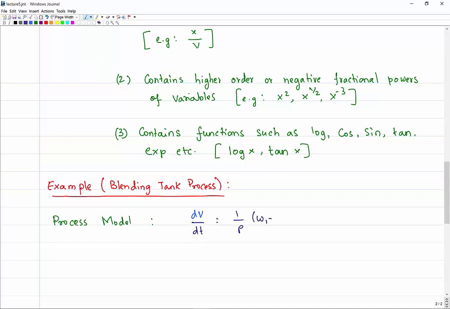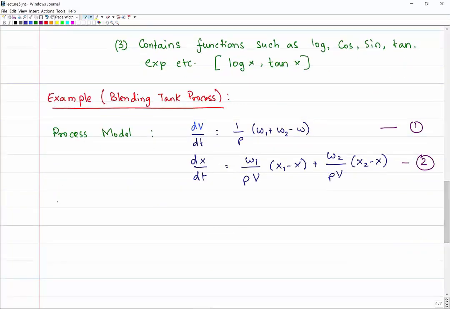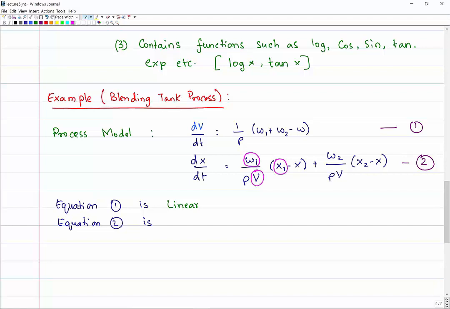Let's go back to the blending tank process. The process model is defined by two differential equations. We have derived these in the previous lecture. Now, equation 1 is linear because we have assumed that the density is a constant and therefore there are no fractions, there are no products of variables, and there are no trigonometric or logarithmic functions, and therefore equation 1 is linear. On the other hand, equation 2 is nonlinear because it has a product of variables and also division of variables. W1 and V are variables.